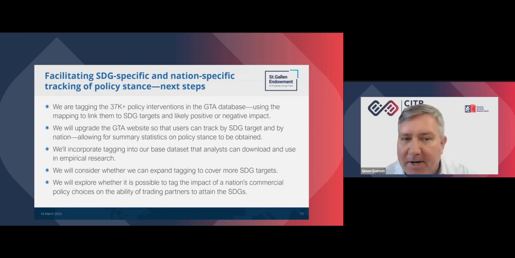We're in the process of upgrading the Global Trade Alert website so that users can go in and search that website for all the policy interventions that affect perhaps one type of SDG target, or for all the policy interventions which are implemented by a country that affect its own home development outcomes. And let me say, I should have said this at the beginning, our analysis looks at the impact of a country's commercial policies on its own SDGs. That is what we did in this study. I'll come back to alternatives in a second or two.